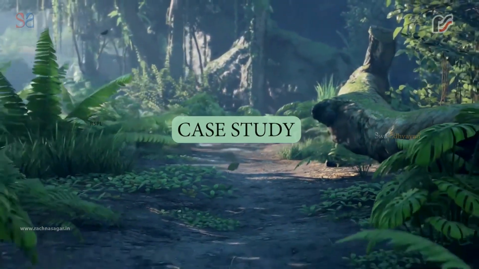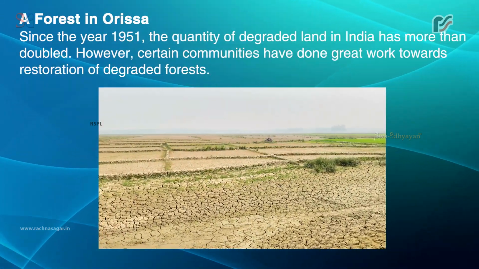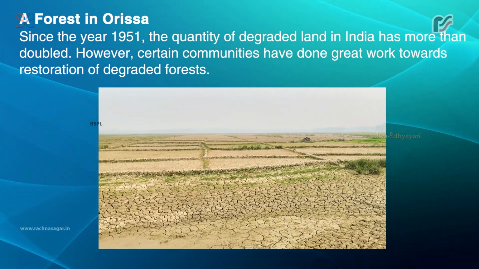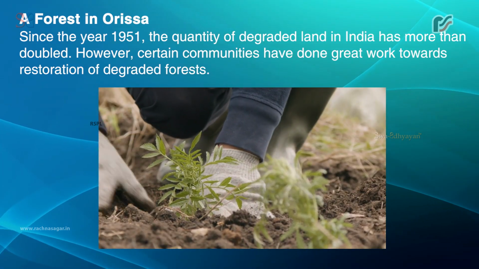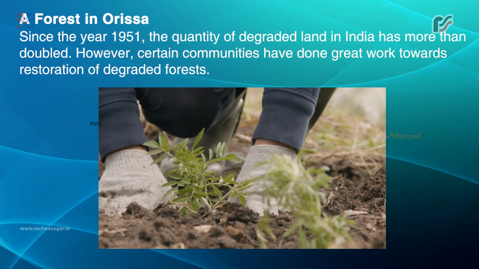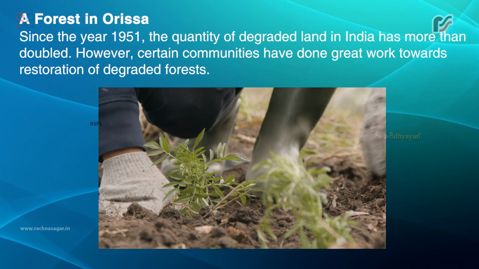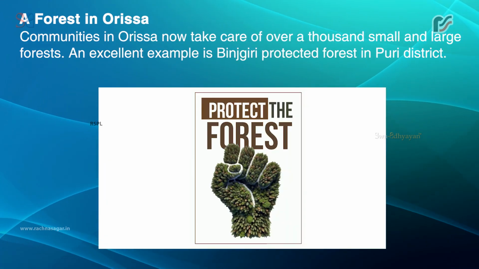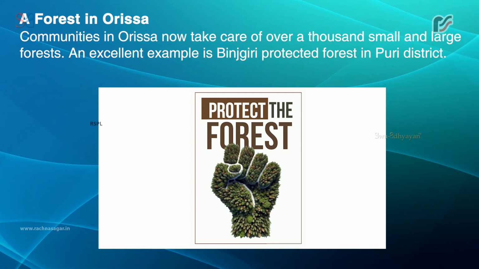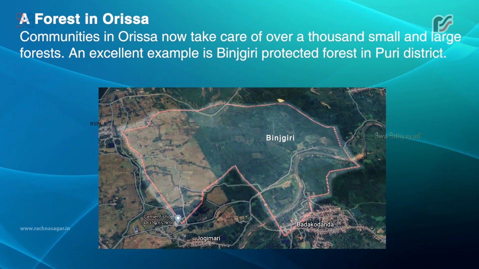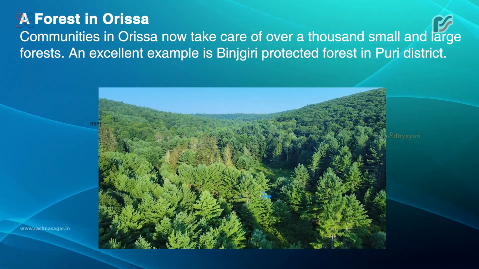Case study: a forest in Orissa. Since the year 1951, the quantity of degraded land in India has more than doubled. However, certain communities have done great work towards restoration of degraded forests. Communities in Orissa now take care of over 1,000 small and large forests. An excellent example is Bhinjgiri Protected Forest in Puri district.